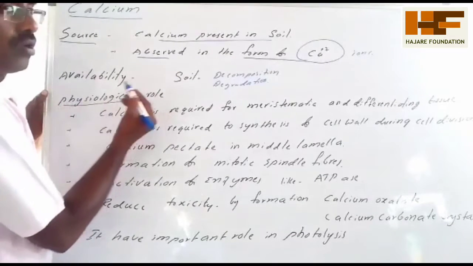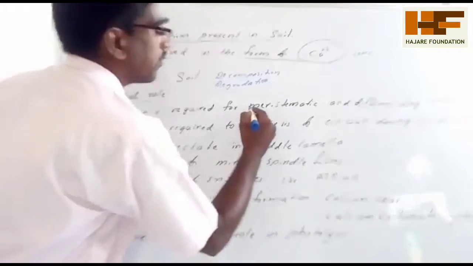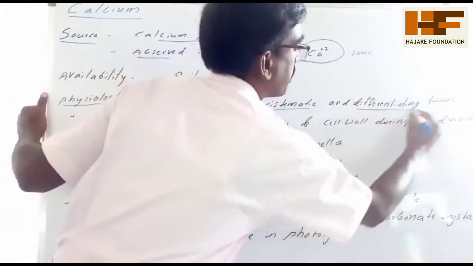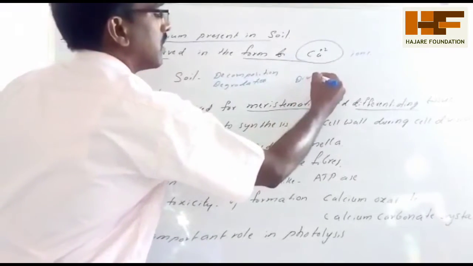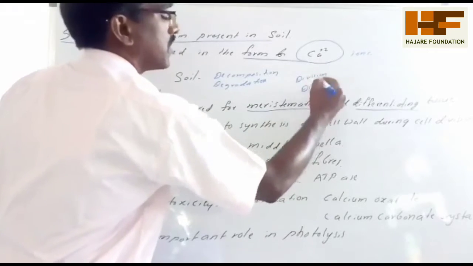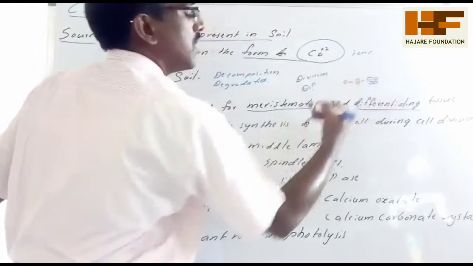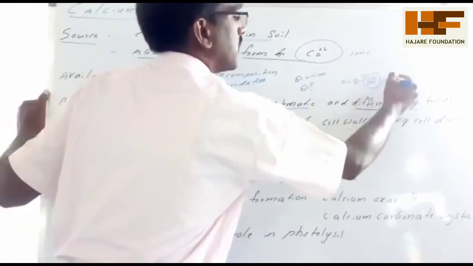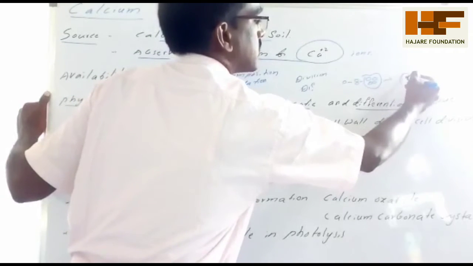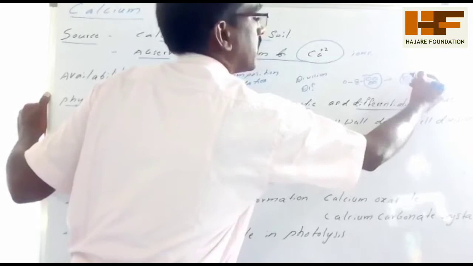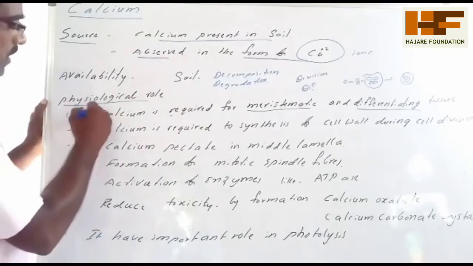Then the physiological role of calcium in the plant body: calcium is required for meristematic as well as differentiating tissues, where cells undergo division, especially differentiation, in the sense that one cell divides into two cells, those two cells divide into four cells. After the formation of a group of cells, they undergo differentiation into epidermal cells as well as cortex as well as vascular bundles. From this, leaf, stem and so on differentiation is possible.